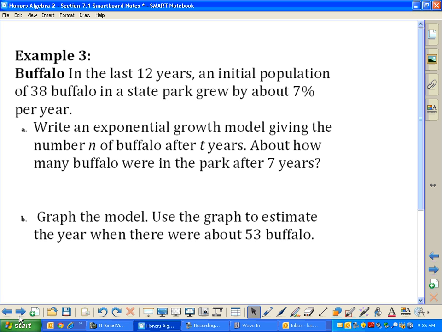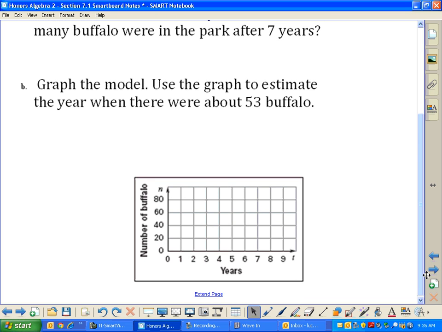All right. In the last 12 years, an initial population of 38 buffalo in a state park grew by about 7% per year. In part A, it says, write an exponential growth model giving the number n of buffalo after t years. And then we're supposed to use this equation to determine about how many buffalo were in the park after 7 years. And then you'll see we're going to use a graph. It says graph the model and use the graph to estimate the year when there are about 53 buffalo.